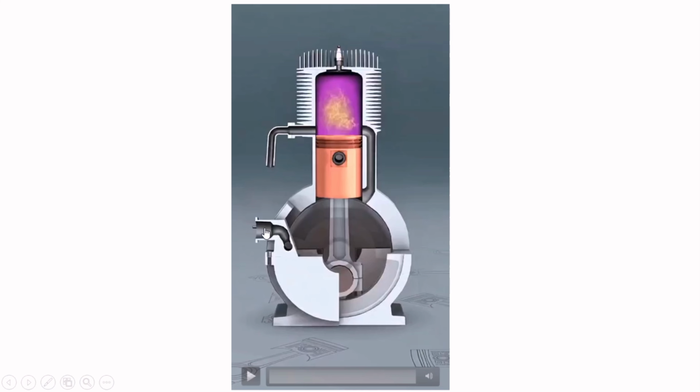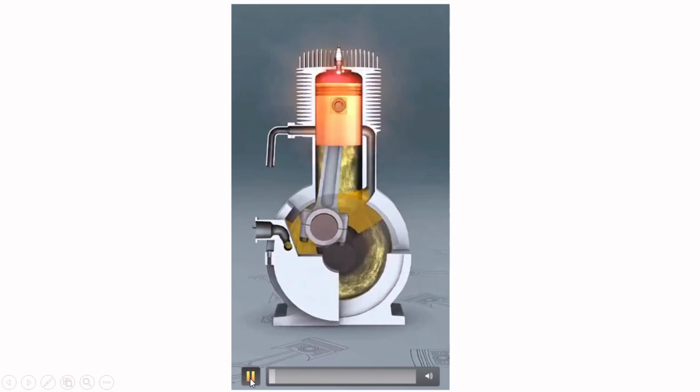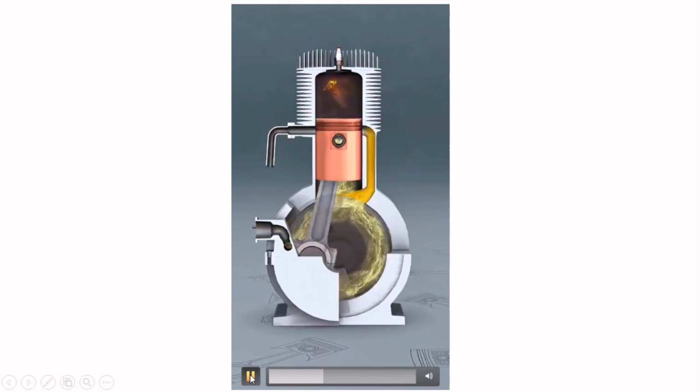So let's start. As you can see, it has one piston. When there is one piston, it means one cylinder. So what it means is it has only one cylinder without valves. If you look at the top side, there are no valves.